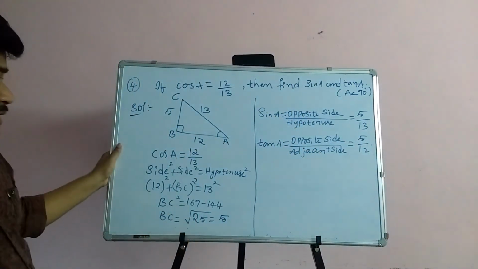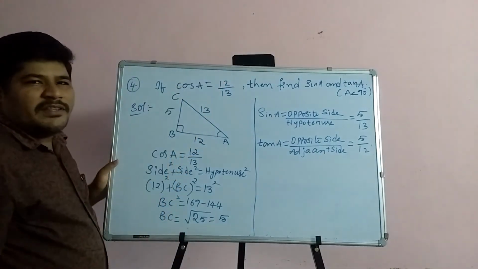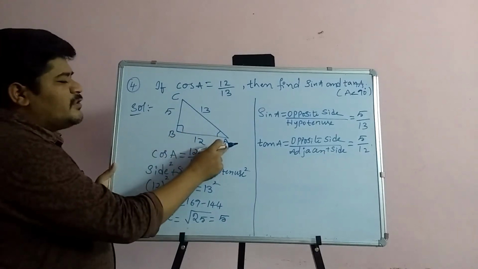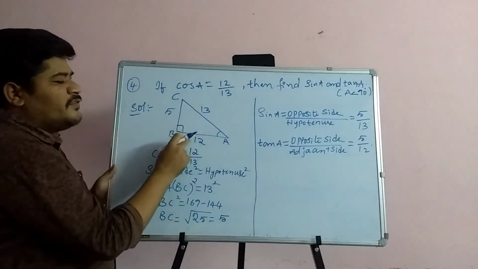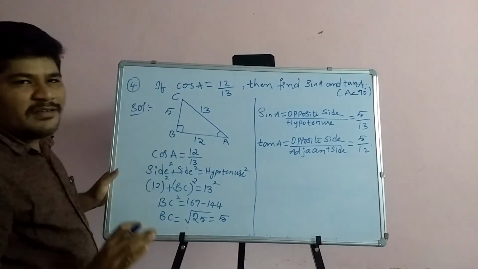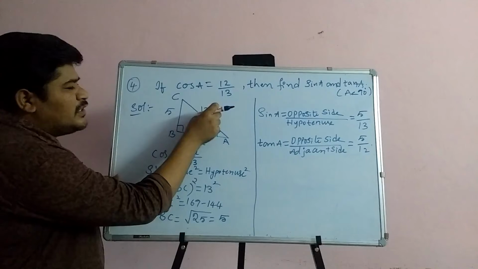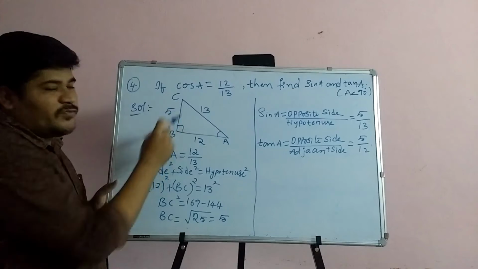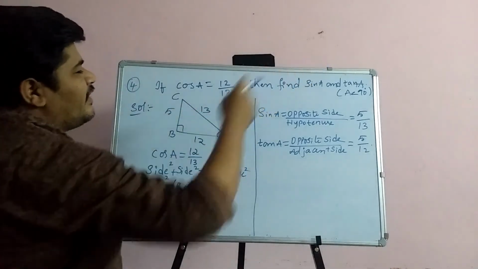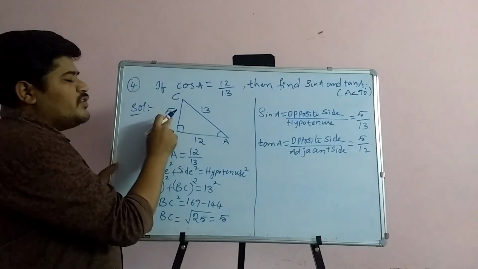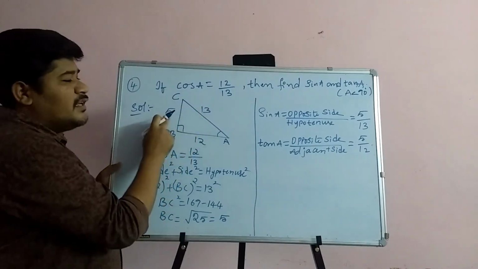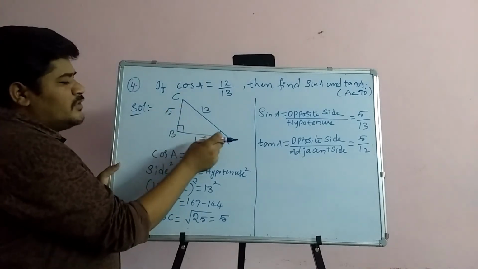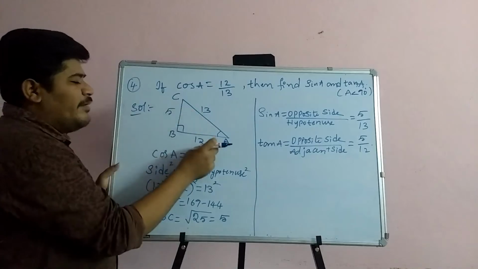So once again, I'll explain. See, they gave cos A as 12 by 13, triangle ABC. We need to draw one diagram. With respect to A, adjacent side by hypotenuse is given, that is cos A. With the help of Pythagoras theorem, side square plus side square is equal to hypotenuse square, we found here BC as 5. Now they are asking us to find sin A and tan A. So sin A is equal to opposite side to angle A by hypotenuse, that is 5 by 13. And tan A is equal to opposite side by adjacent side to angle A. So tan A is equal to 5 by 12.